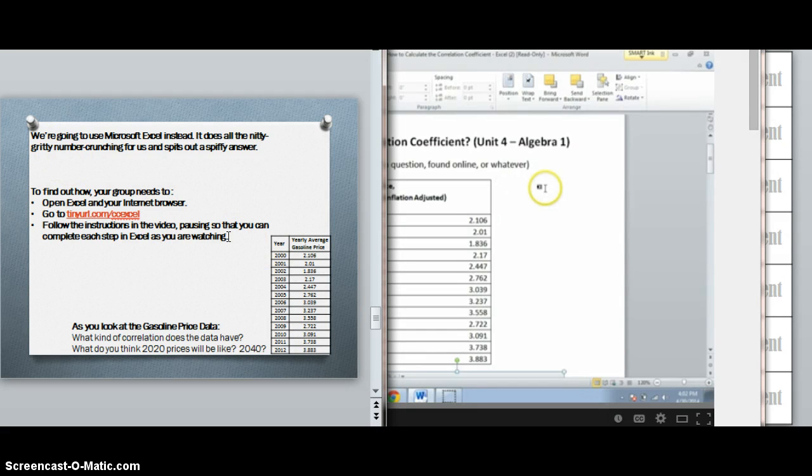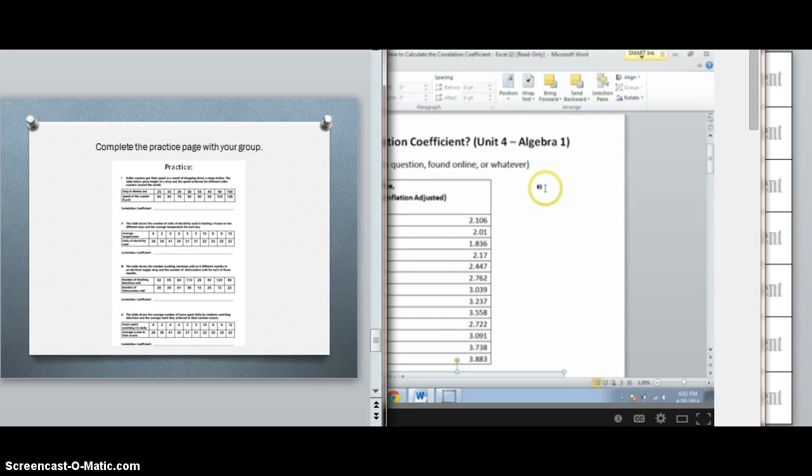So students are going to be going through Excel and inputting this data, which is also included in the video. And they're going to get the correlation coefficient based on that. And then there's some follow-up questions for them to think about what type of correlation the data has as a result of that correlation coefficient. And then also having them predict what they think some future prices would be using that data.